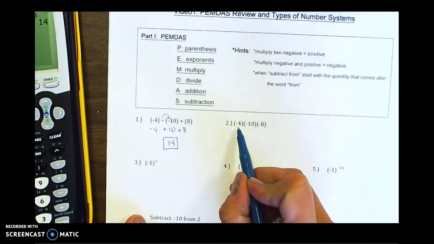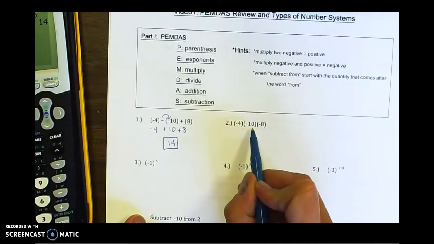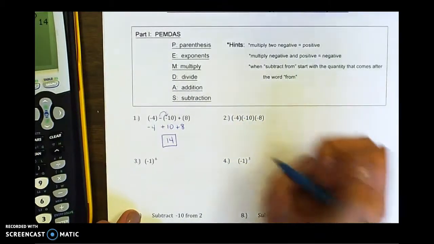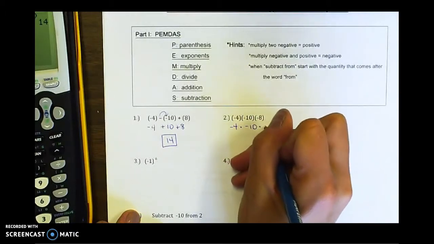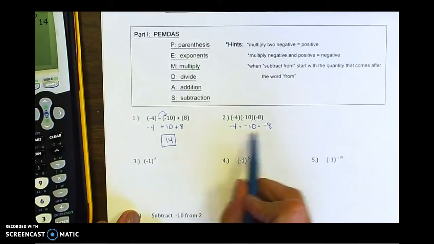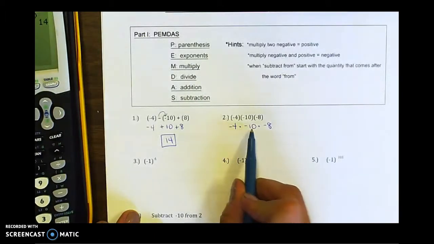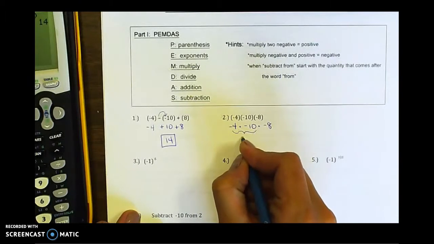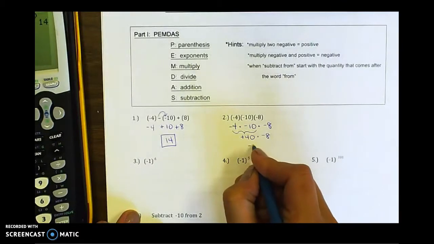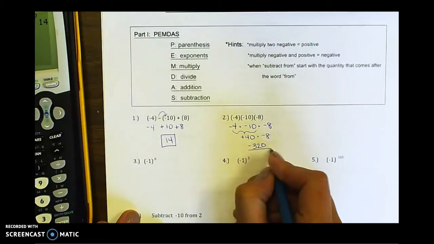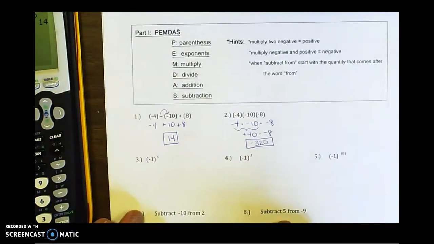So number 2, we have multiplication all the way. When parentheses touch each other, that means you're going to multiply. Now if I wanted to rewrite this a different way, I could go -4 times -10 times -8. Since everything is multiplication, we can multiply right across. -4 times -10 gives me positive 40, times -8 is going to give us -320. And we've got our solution.